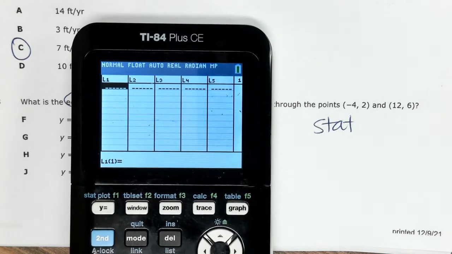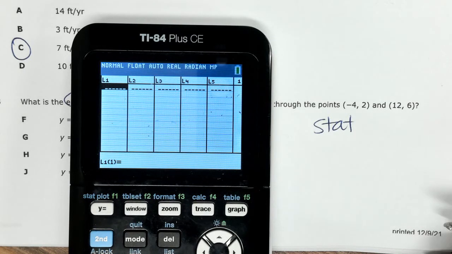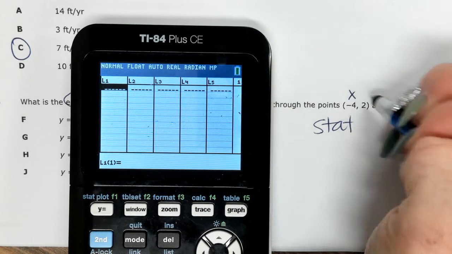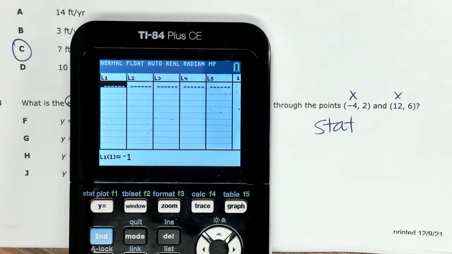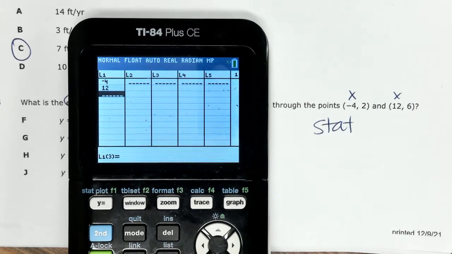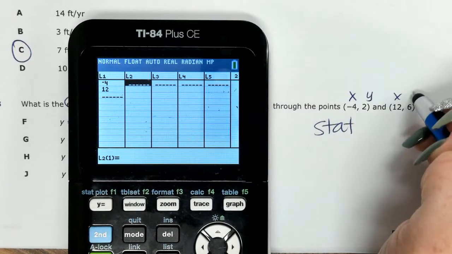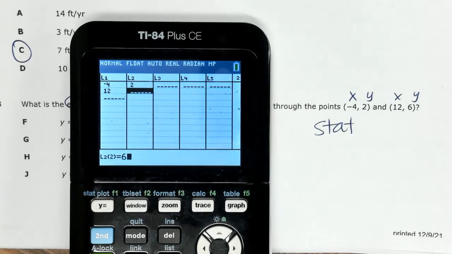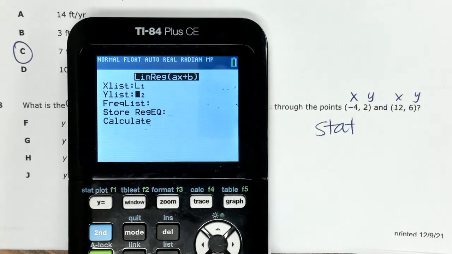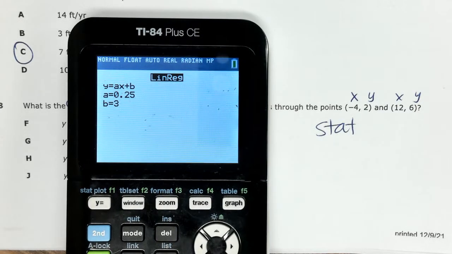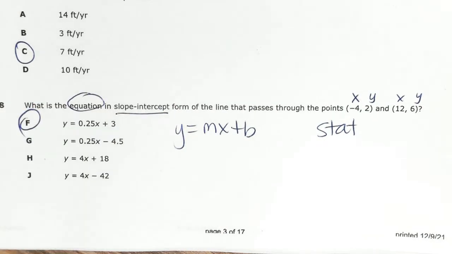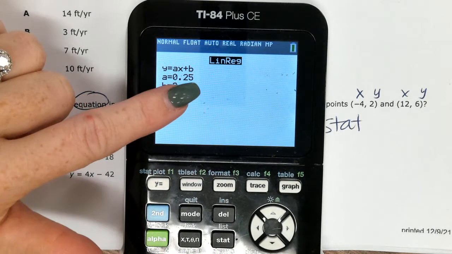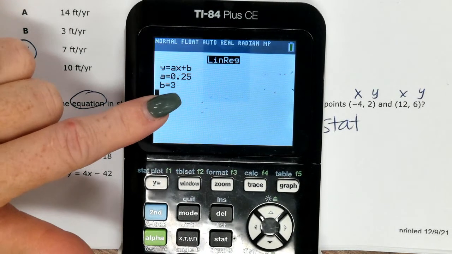Remember that when you do stat, is everybody paying attention? The x's go in as your L1, so it's -4 and 12. And these y's go in as your L2, so 2 and 6. Stat calc. And the equation is y equals 0.25x plus 3. See, it says this is your slope, this is your y-intercept.